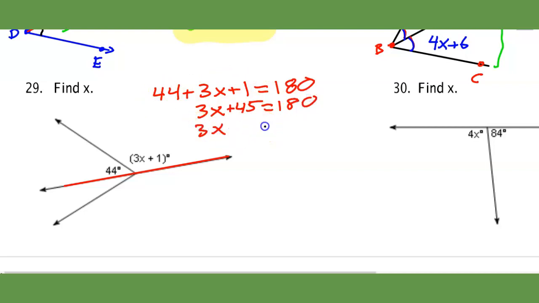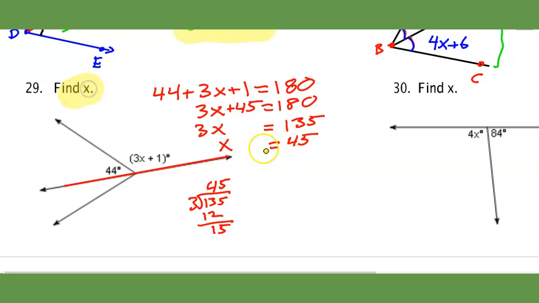Subtract 45 on both sides. We'll have 135 here, and divide both sides by 3. So 3 into 135 should give us 45. There we go. And that was our final answer since we were being asked to find x. Okay. We could substitute 45 back in here if we wanted to find out what this angle is.